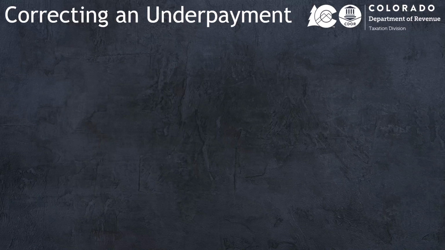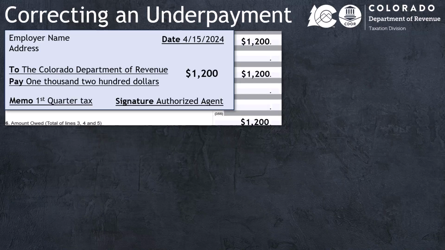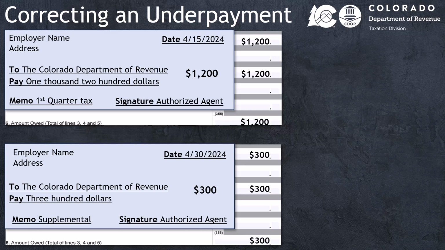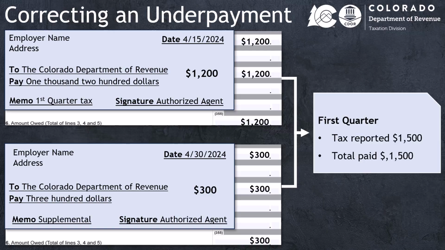So, if withholding taxes were underpaid, a supplemental return payment for the difference can be made to that same filing period. For instance, let's say an employer made a return payment of $1,200 in the first quarter, but later realized it should have been $1,500. In this case, the employer can make a supplemental return payment of $300 to the same first quarter filing period. The sum of the two payments will then equal the correct withholding of $1,500 for the first quarter.